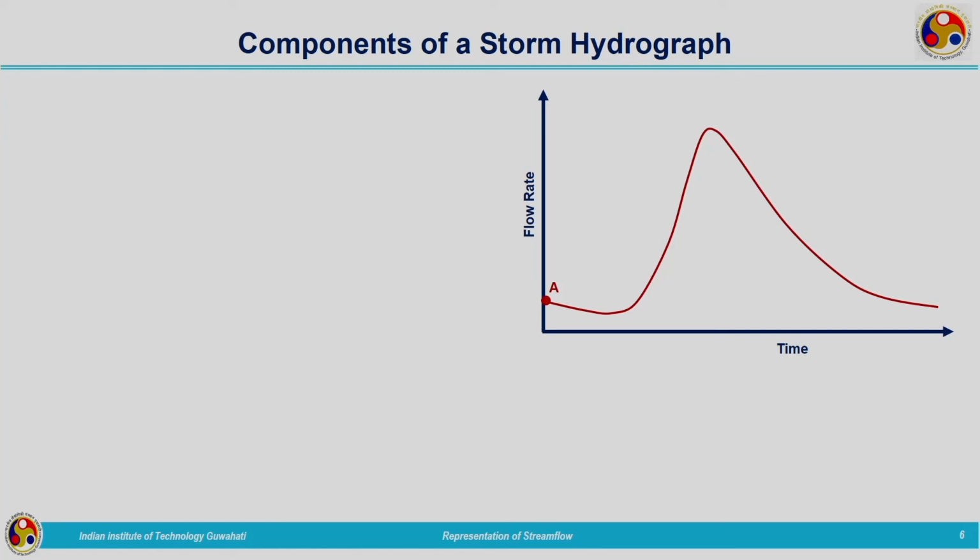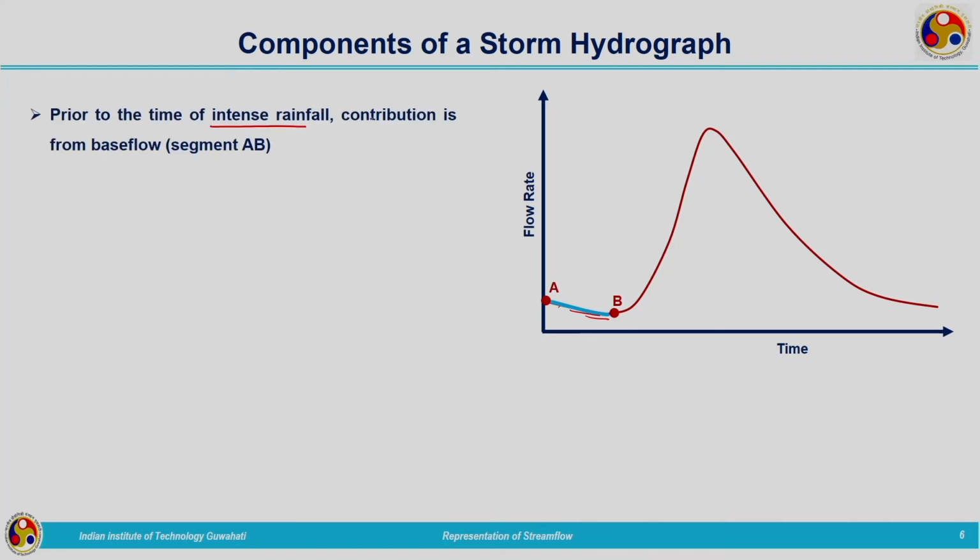It is starting from the point A and going up to B. You can see there is a recession taking place, and from point B onwards it is increasing. So, prior to the time of intense rainfall, the contribution is from base flow, that is represented by this segment AB. Even though there is no rainfall, we will be observing flow. That is from the base flow contribution, the groundwater flow contribution. AB is termed as the base flow recession.